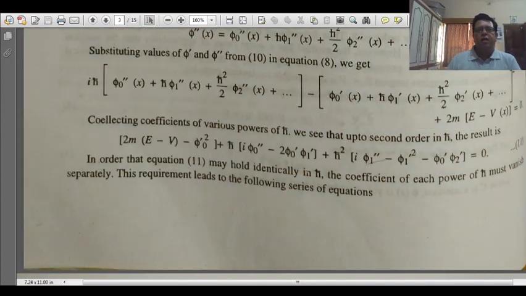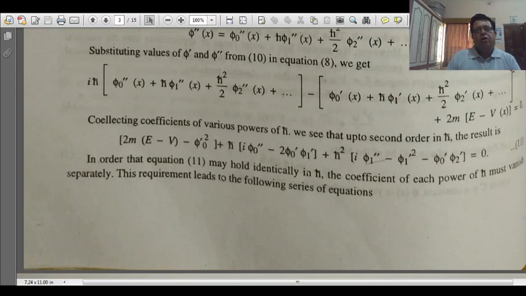In order that equation 11 may hold identically in h cut, the coefficient of each power of h cut must vanish separately. That means the h cut to the power 0, power 1, and power 2, there are three terms, and their three coefficients are individually equal to 0.